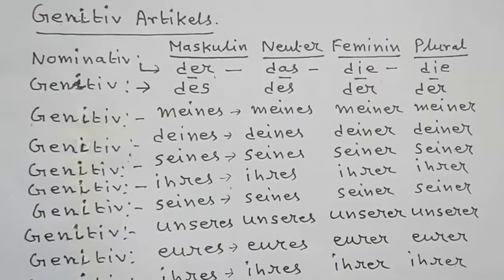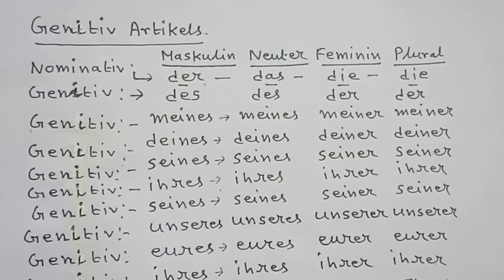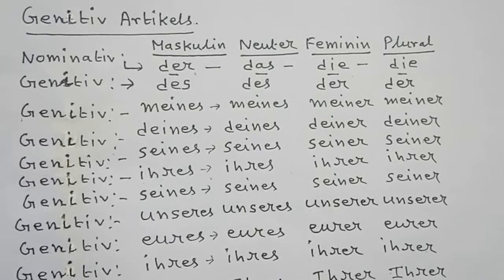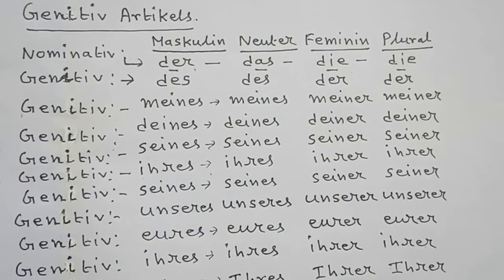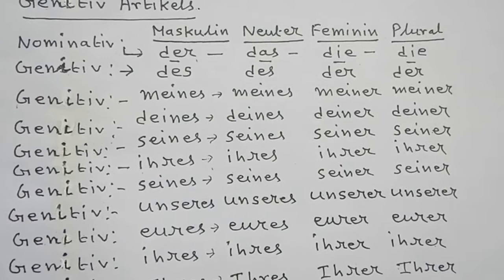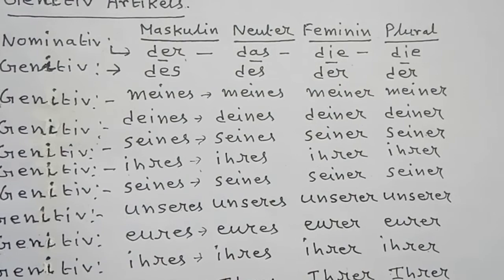Now, genitive articles. Masculine, neuter, feminine, plural. First, nominative: der, das, die. Genitive: des, des, der. Then the possessive forms: meines, meines, meiner, meiner. Deines, deines, deiner, deiner.